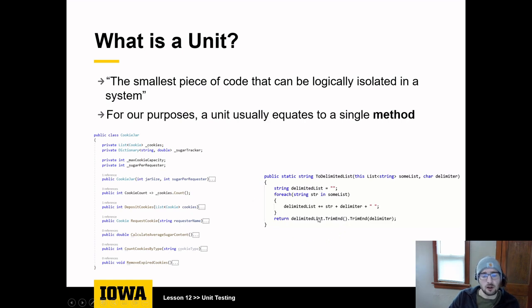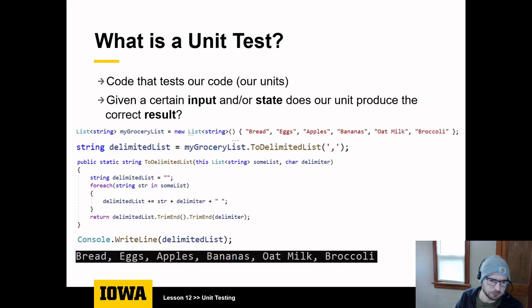On the contrary, we also have these static methods, which you can call much more easily. This is an extension method, so you can just say some list dot toDelimitedList and pass it in. So these are a little bit more accessible, take a little less setup. Although maybe this one on the right isn't the best example, but you get the idea. Some methods are easier to call than others.